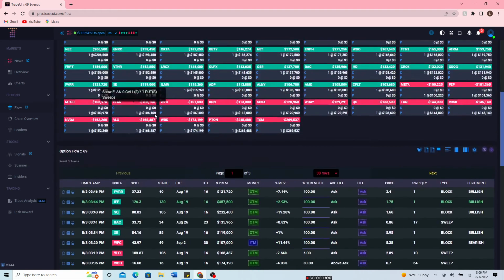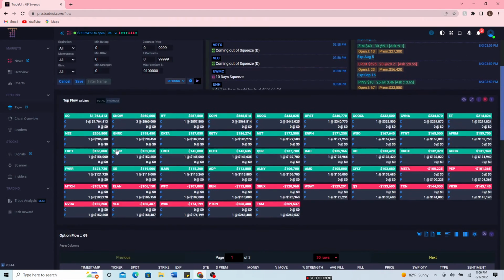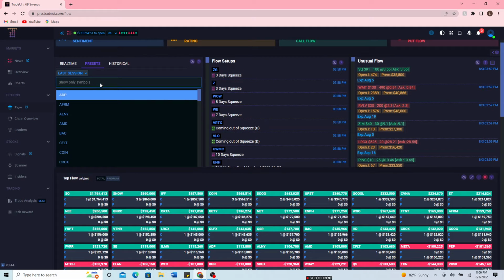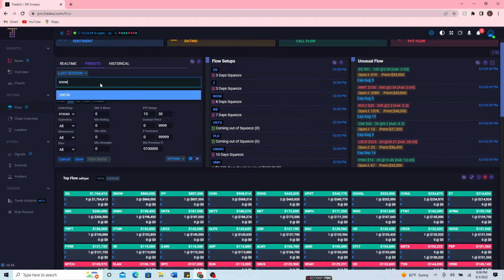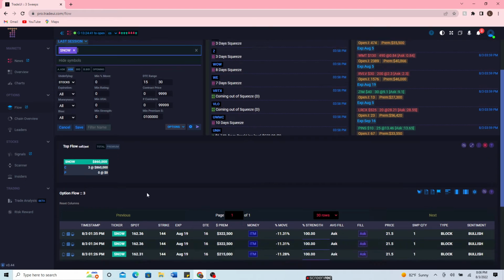However, if you look down here, you can see all the sweeps that happened for the day. But if you decide to look at, let's use SNOW for example, you can also search SNOW right here. After you've searched for SNOW, it'll populate all of the option flow that correlates with the filter you have set.